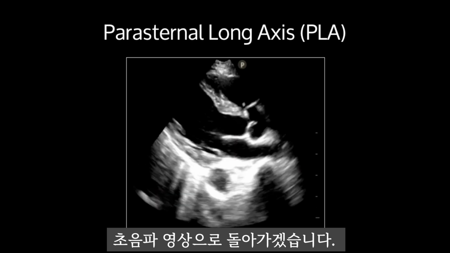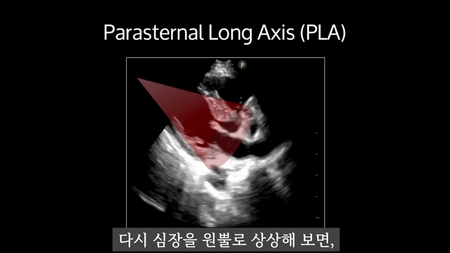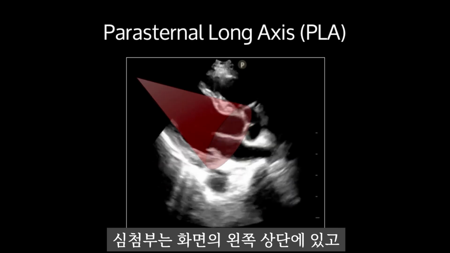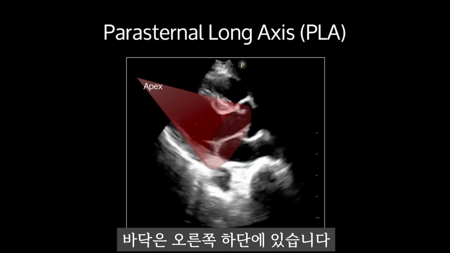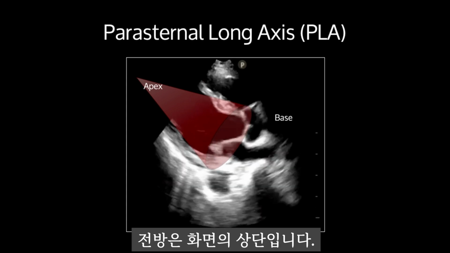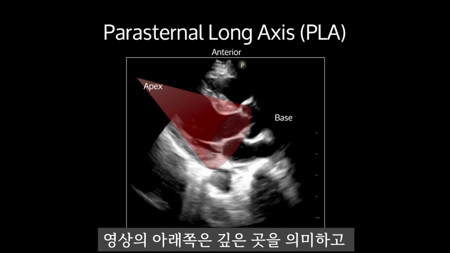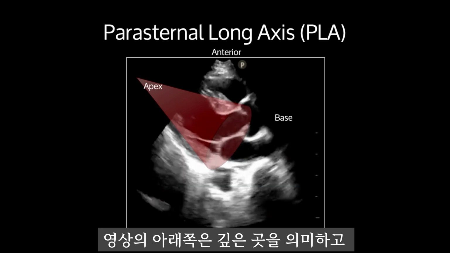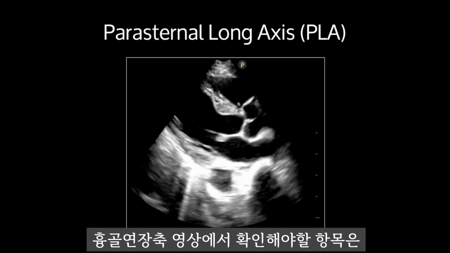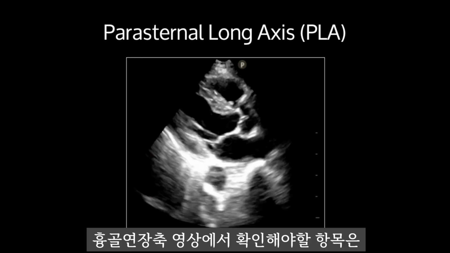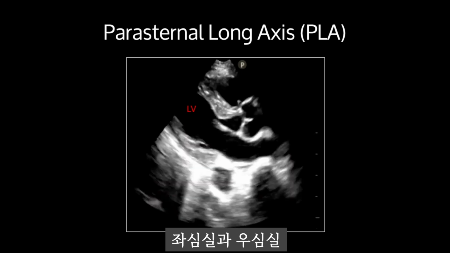Going back to the ultrasound image, if we again imagine the heart as a cone, the apex is at the upper left of the screen, with the base towards the lower right. Anterior is at the top of the screen, and deeper or towards the bottom of the image is the posterior portion of the heart.